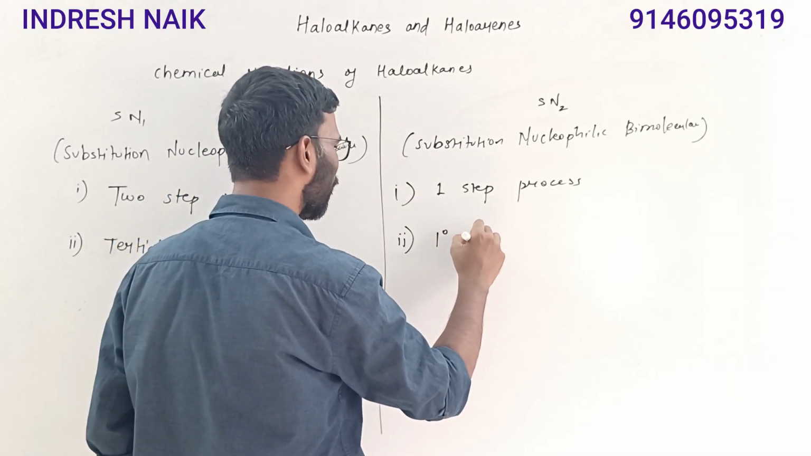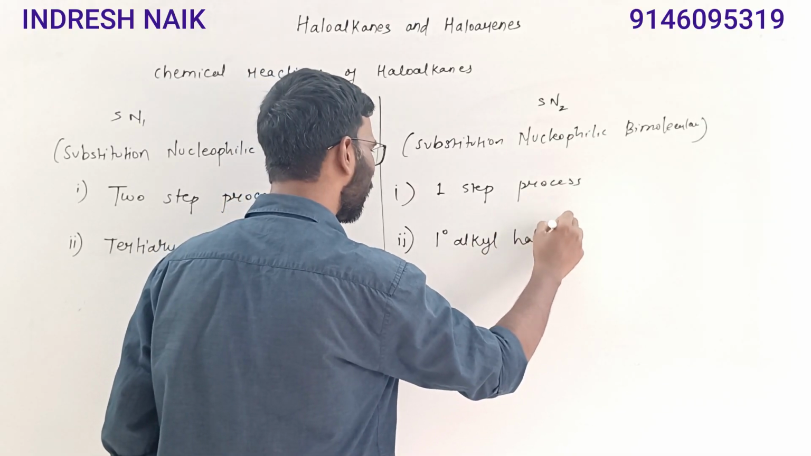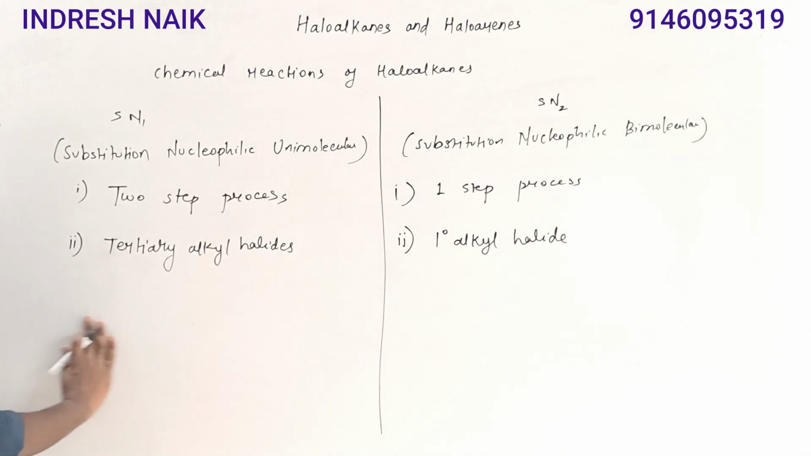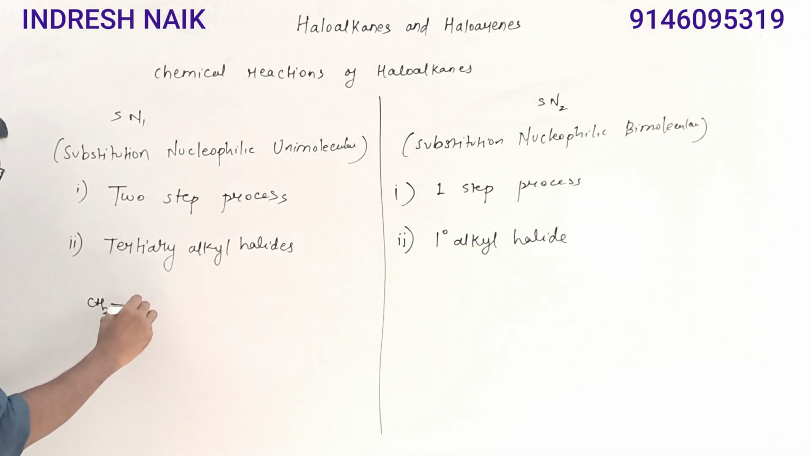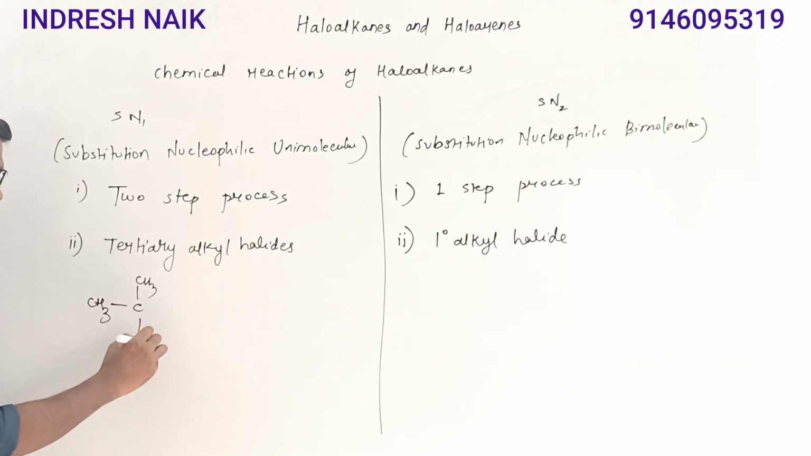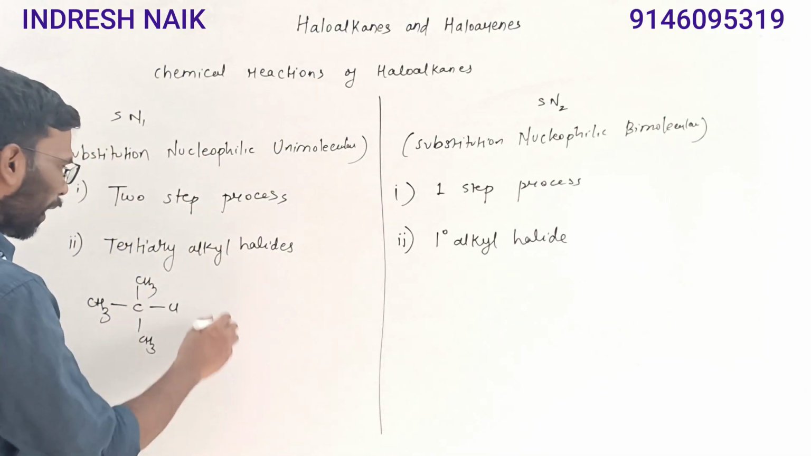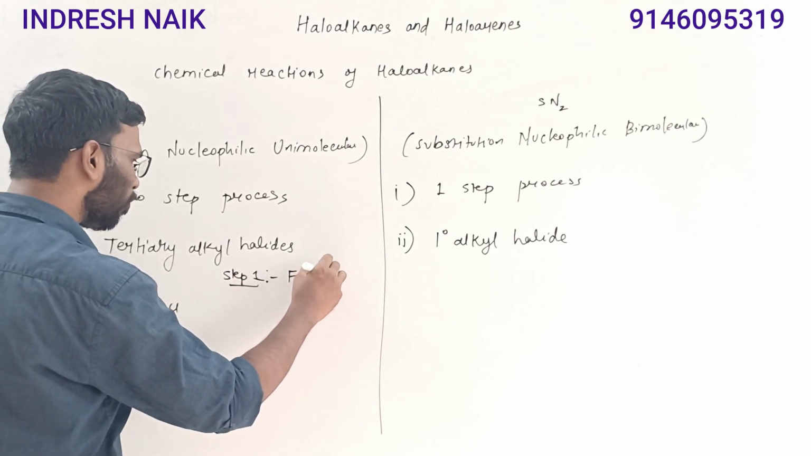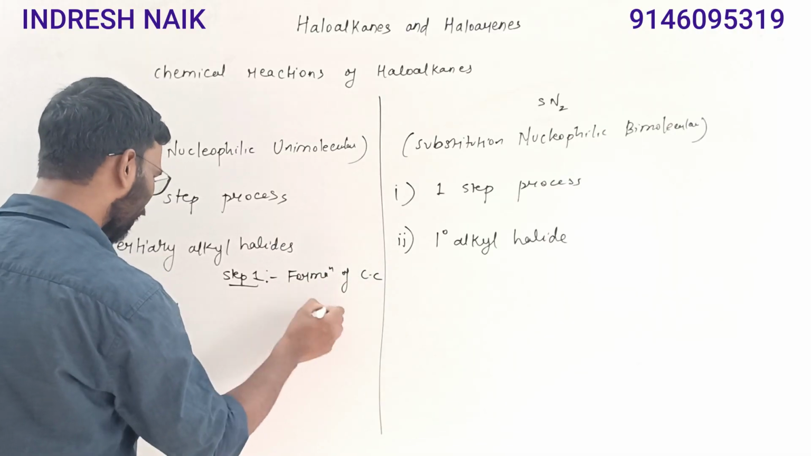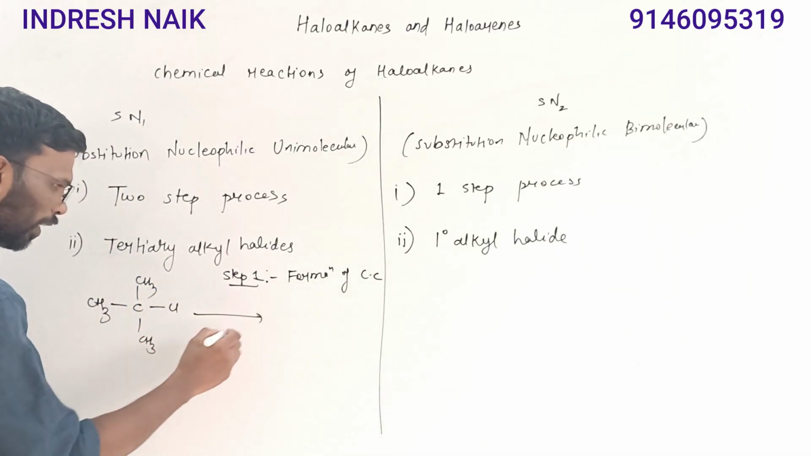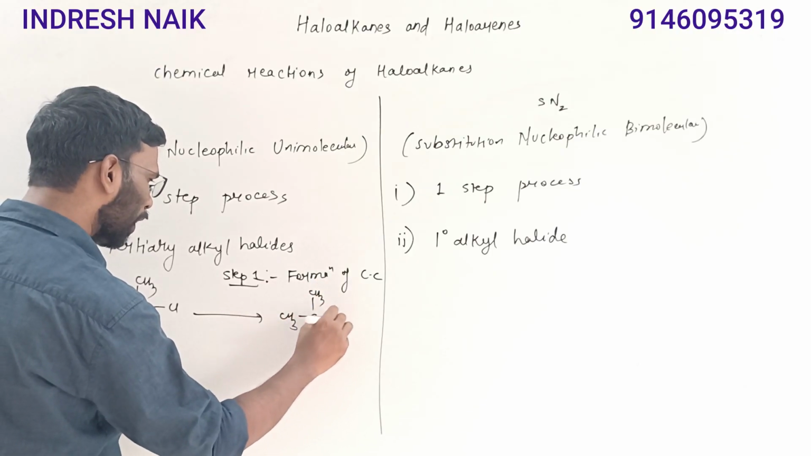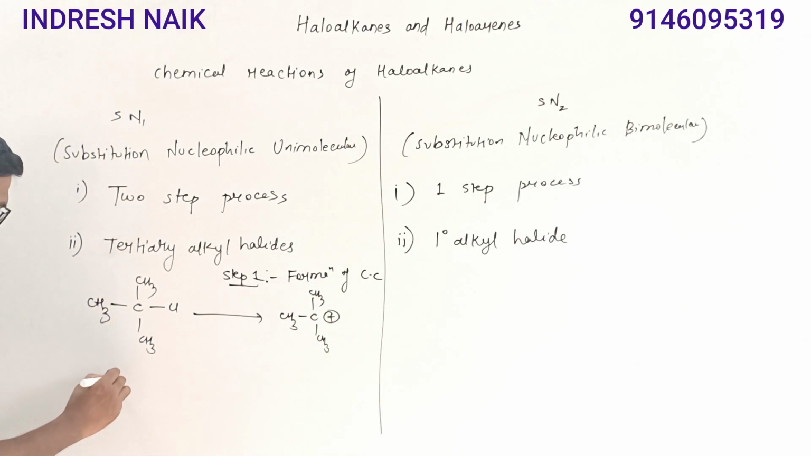primary alkyl halide goes via the other. Like for example, if we have an alkyl halide like this, CH3, CH3 and Cl, and you want to do a substitution. The first step is the formation of the carbocation, meaning there is a conversion of this to this. The most stable carbocation will be formed.